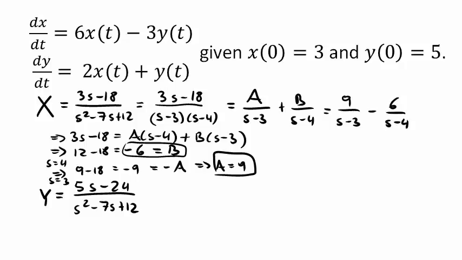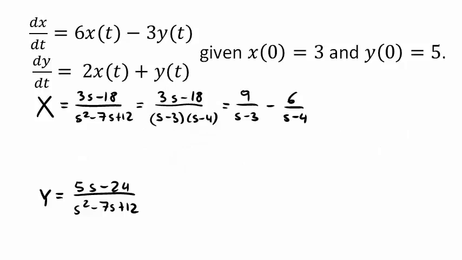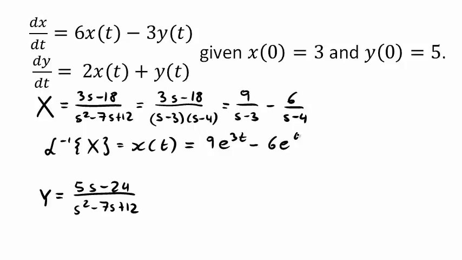Let me tidy up again. So now it is going to be really simple to find the inverse Laplace transform. So this inverse Laplace transform is at the same time little x of t. And, well, that is going to be 9e to the 3t minus 6e to the 4t. So that's the first part of the solution. That's little x of t.